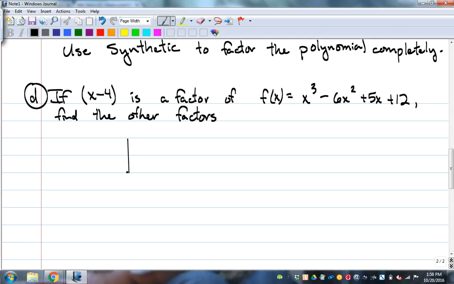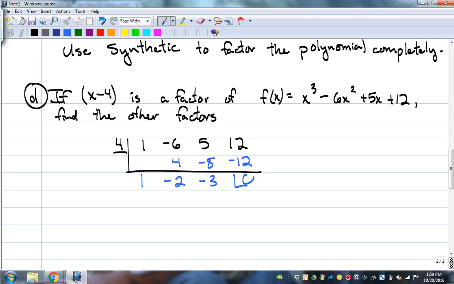So we're going to set up our synthetic division. 1, negative 6, 5, 12. What's going to go on my shelf? Positive 4, yeah. Break it down. Pull down the 1, and then 1 times 4 is 4. Negative 2. Negative 8. Negative 3 multiplies to negative 12. And I get a 0 in the remainder position.